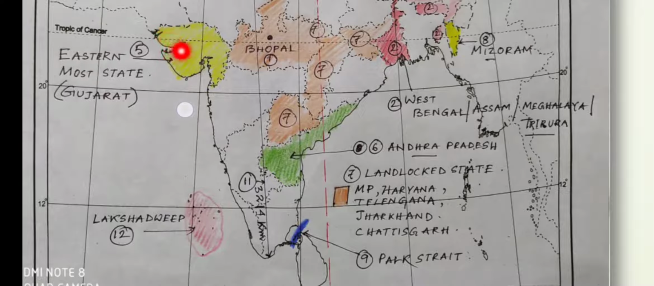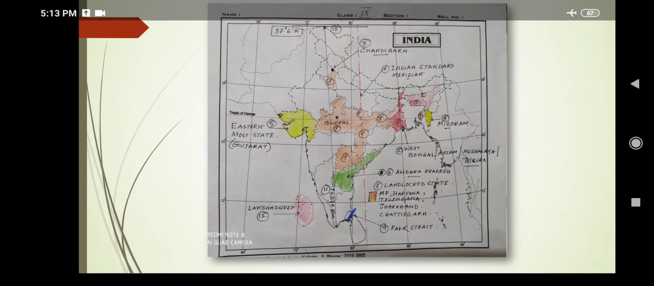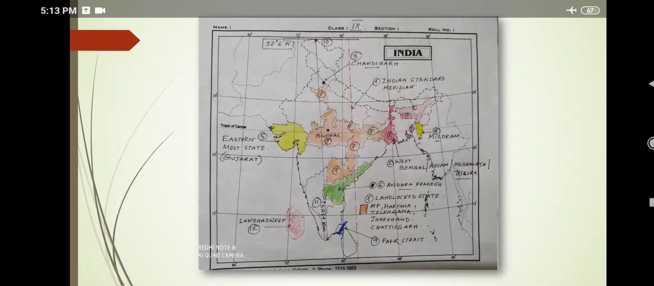Okay, Gujarat is the state having the longest coastline, and in second position is Andhra Pradesh. Gujarat was the answer to number 5, so I have not repeated it again. I have marked Andhra Pradesh over here and given it number 6. The longest coastline is Gujarat, then Andhra Pradesh. So this is the answer to number 6, the state having the longest coastline.